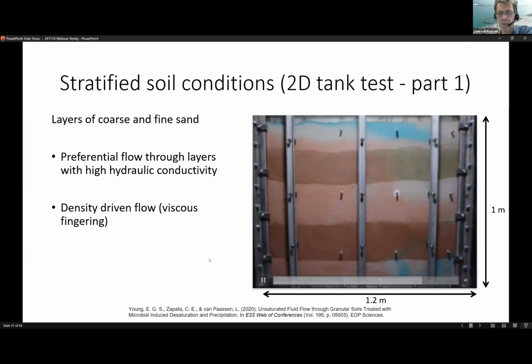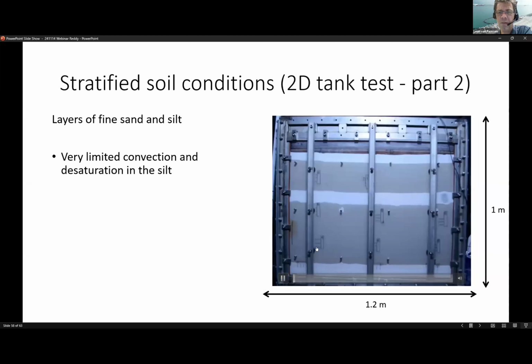More recently, we've done additional tank experiments. Now we have a sand and a silt layer. Again, we injected the material and we tried to monitor how the substrates were consumed. And I think, considering the time, I will proceed a bit faster.